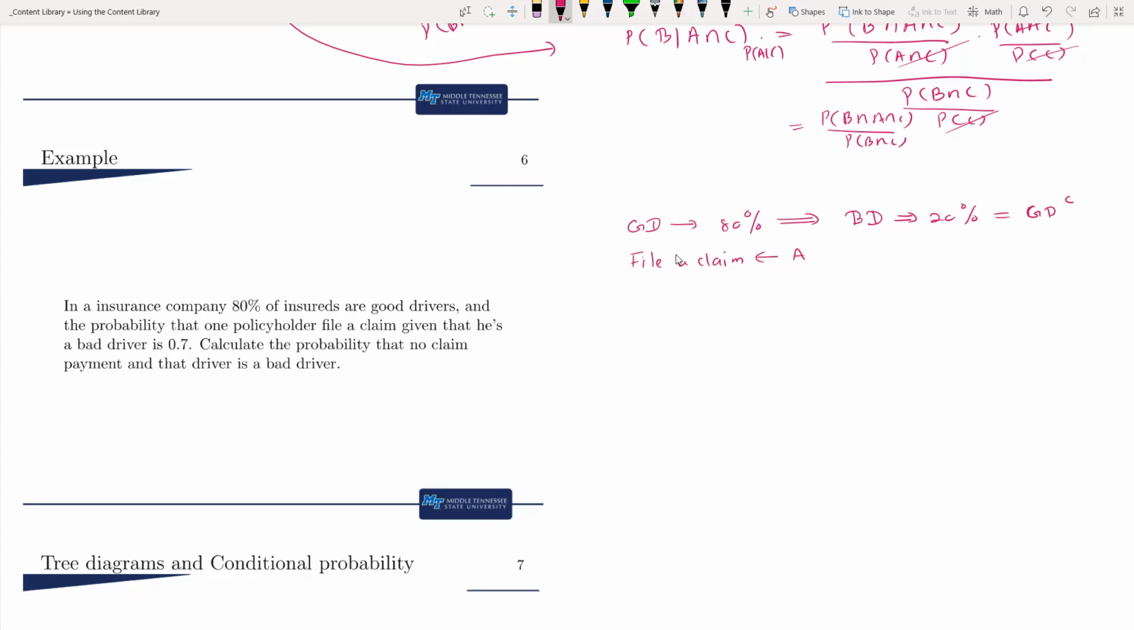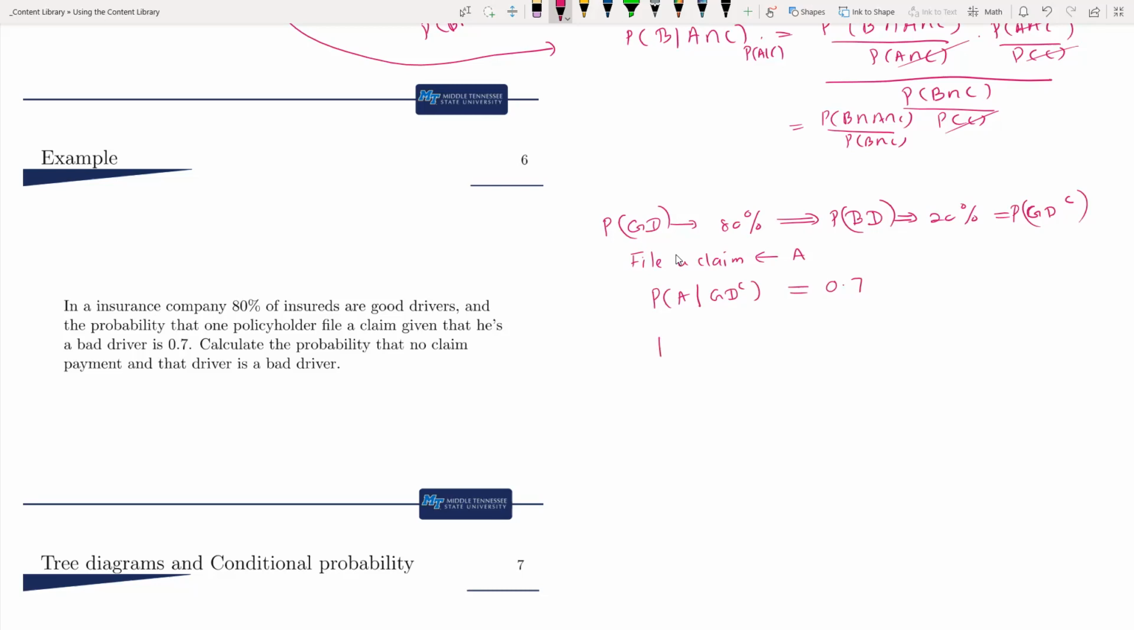Okay. So this is probability of good driver. Let me write that too. Okay. So file a claim, if it's event A, then they are saying that the probability of event A given a bad driver, that is good driver complement, is 0.7. Calculate the probability that no claim payment and the driver is a bad driver.